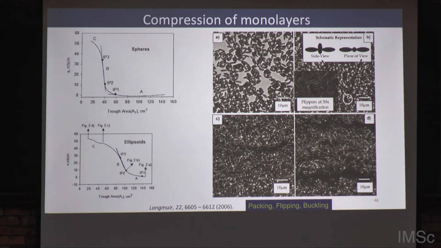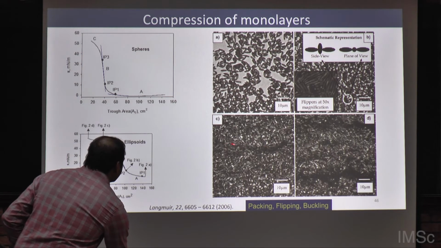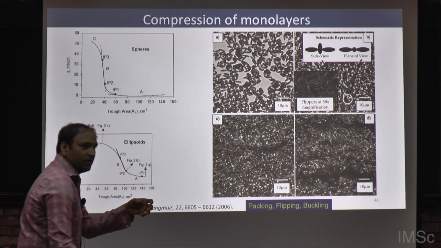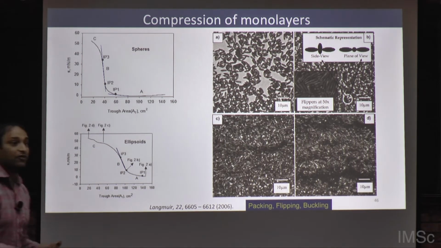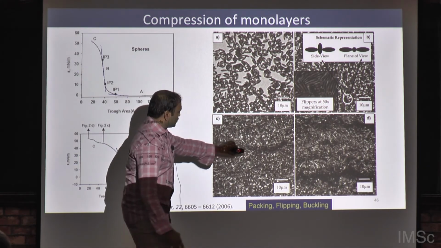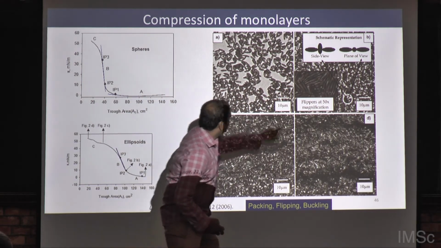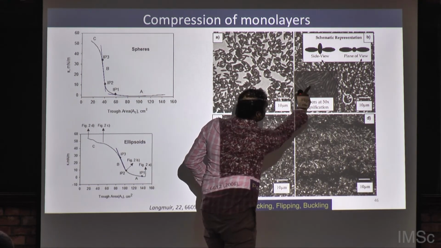Was that? See, you see here this line. This is a region where you see a lot of flipped particles. So initially the particles were lying, do you see here some circle like structures here?